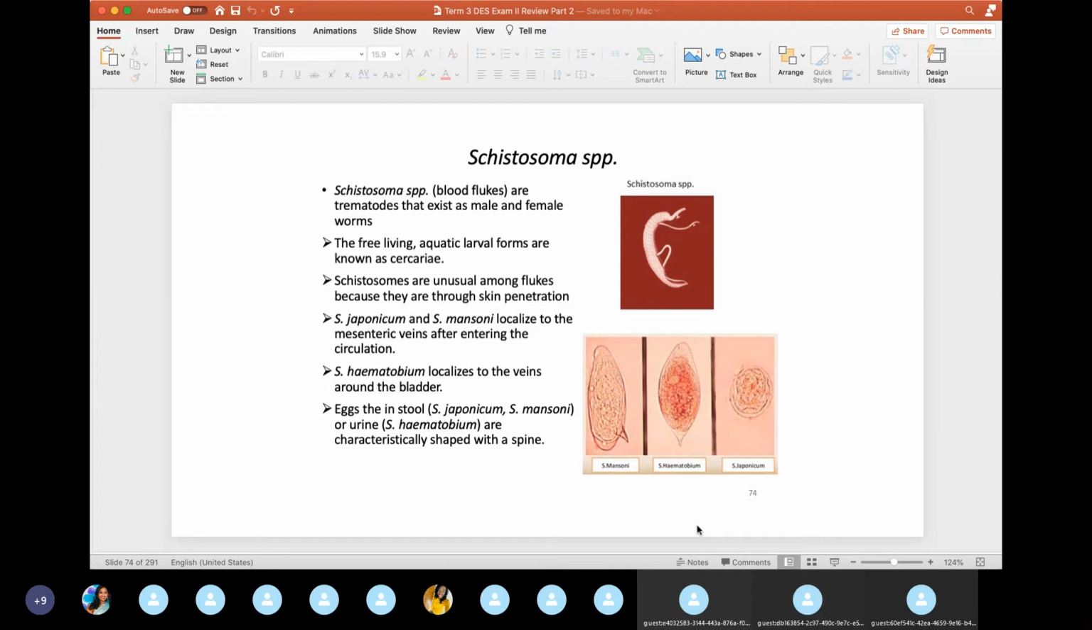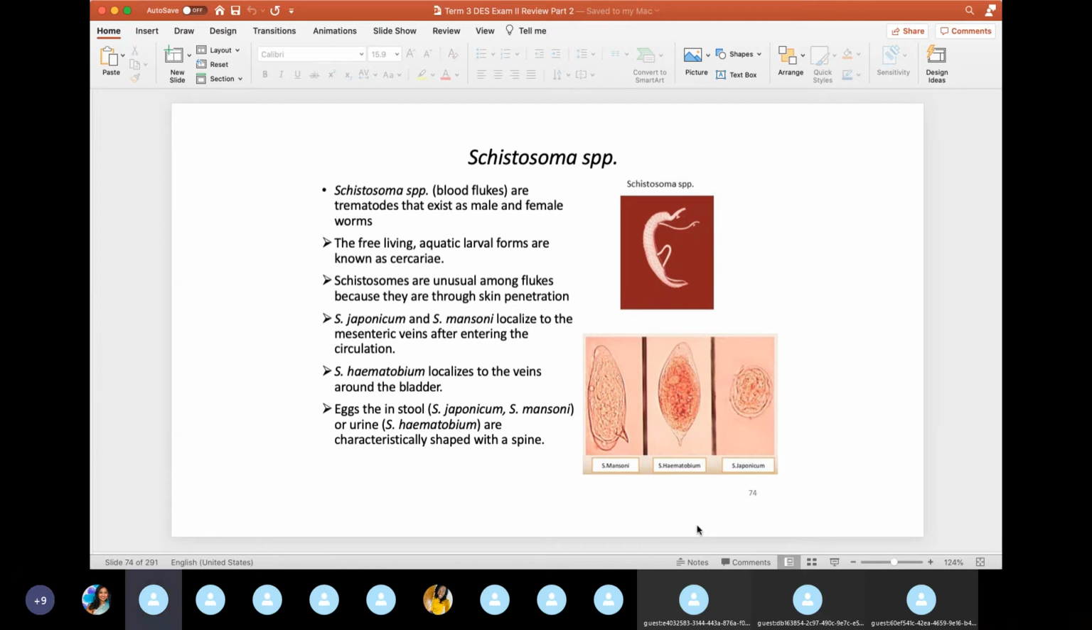And where does it localize? That's also high yield. For Japonicum and Mansoni, they localize in the mesenteric veins after entering the circulation. So, as I've said, much prone to liver enlargement. You can have an enlarged liver due to blockage of your mesenteric veins. So you can have hepatomegaly for this one. Hematobium, where does it localize? Bladder. So most common cause of transitional carcinoma, or urothelial carcinoma, is Schistosoma hematobium. Don't forget what they look like.